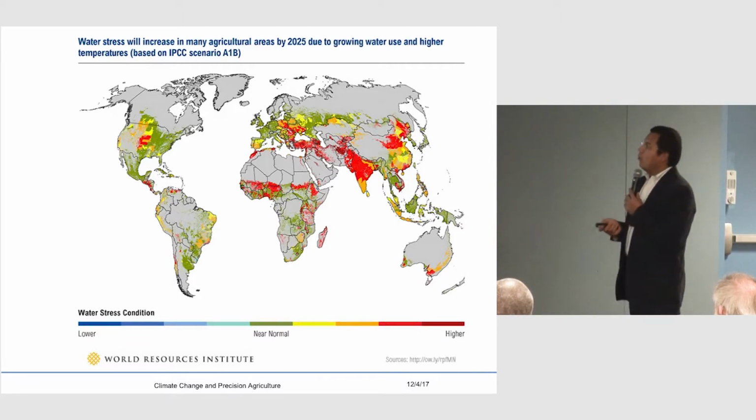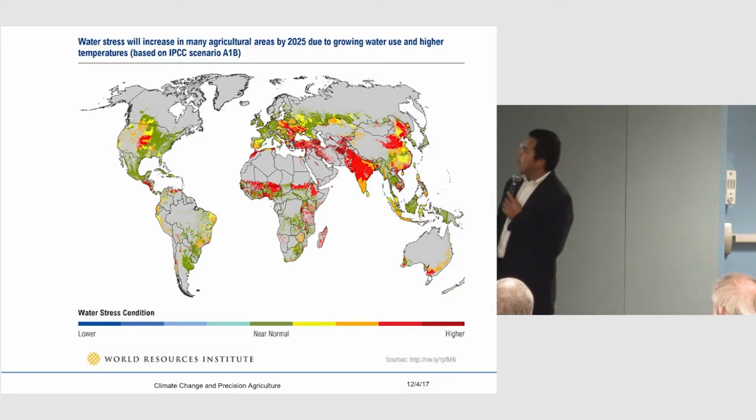So why should we worry? This is a global map of water stress and projected water stress under future climate.